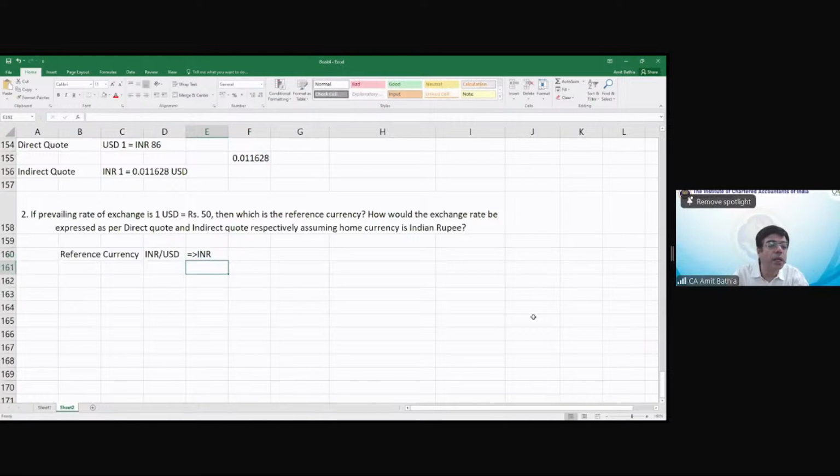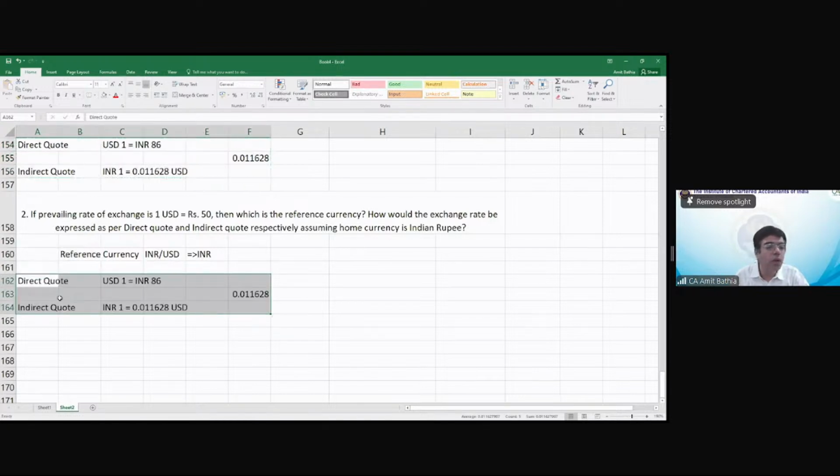INR, right? The reference currency is INR. Always remember, numerator is the reference currency or the pricing currency. The denominator is always known as base currency. Now we are told, second part is, how would the exchange rate be expressed as per direct quote and indirect quote, respectively, assuming home currency is Indian rupee? So, how will the direct quote and indirect quote be there?